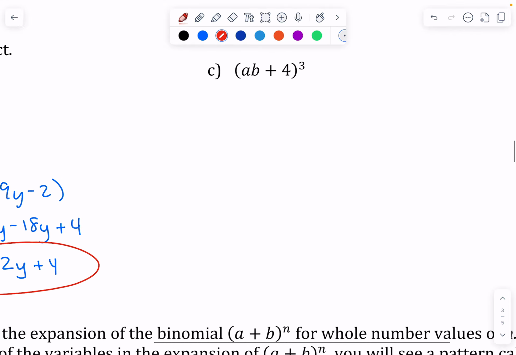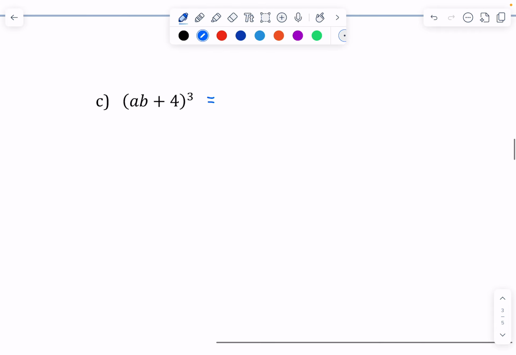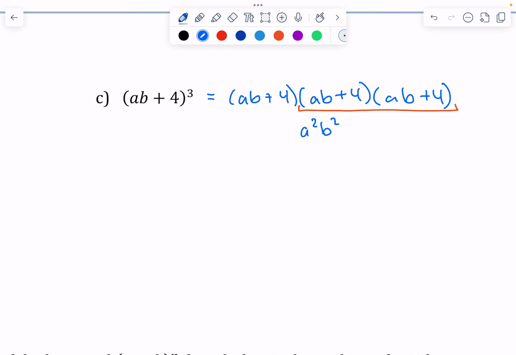Okay. Here, I could use the formula, but to be honest, I'm not a huge fan of it, so I literally just multiply it out. I find it easier than using the formula, me personally. So I'm just going to start by multiplying these two. So AB times AB is going to give us A squared, B squared. So that's first, outer 4AB, inner 4AB, last 16.